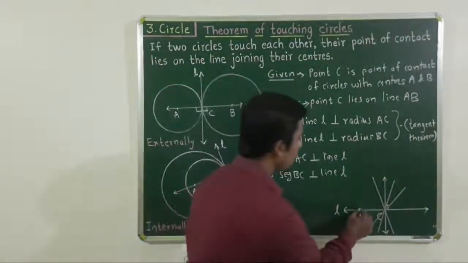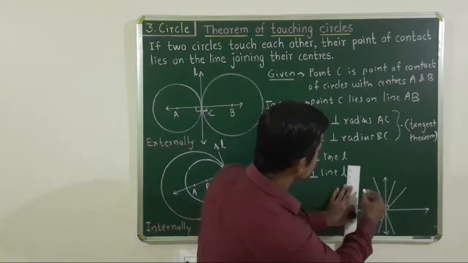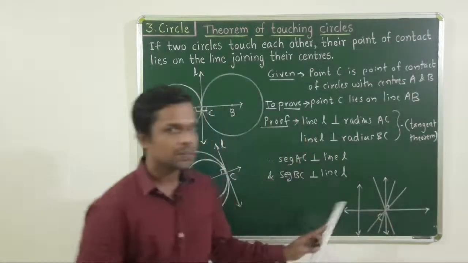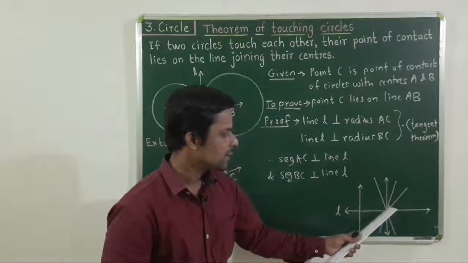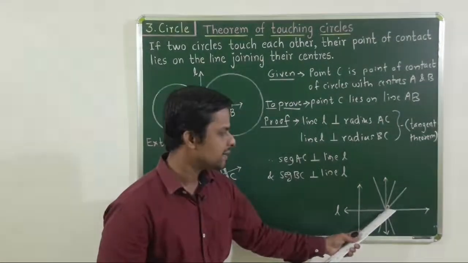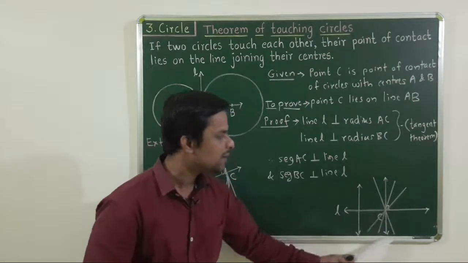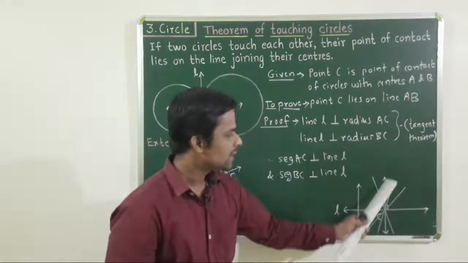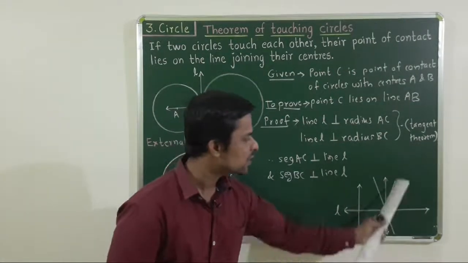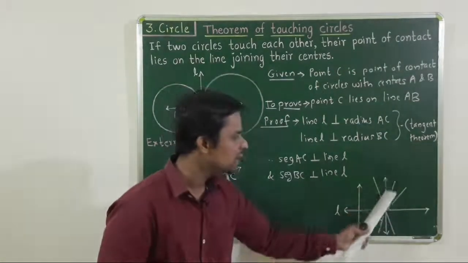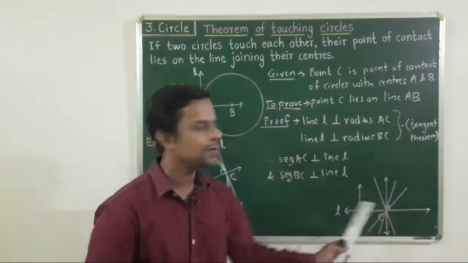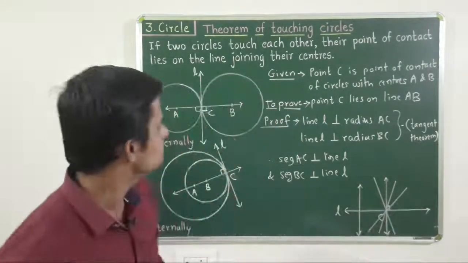If you take another point on that line, then another perpendicular can be drawn. But if there is only one point, then only one perpendicular can be drawn passing through that same point to that line. Means only one perpendicular can be drawn passing through the same point to that line. We'll use this property here.